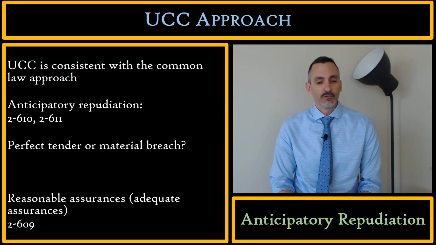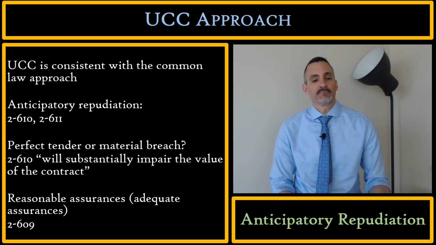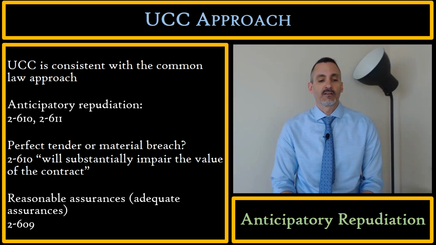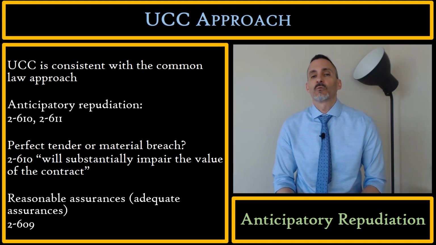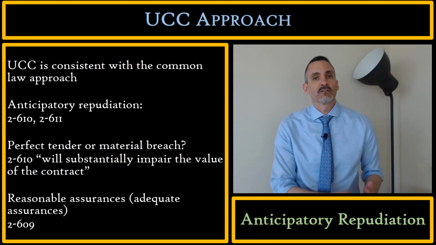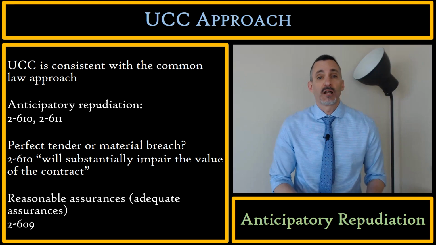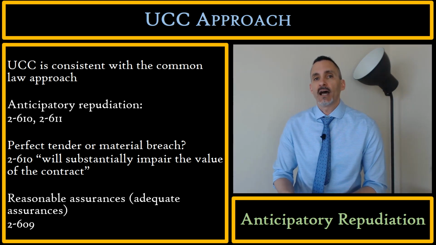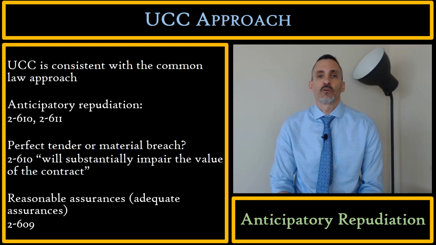Well, the UCC adopts, and if you look at the language, that the anticipatory repudiation has to substantially impair the value of the contract. In other words, it's a material breach standard. So when seller under the UCC says, I know I promised to sell you 1,000, but I'm only going to be able to deliver 999, that is not anticipatory repudiation.